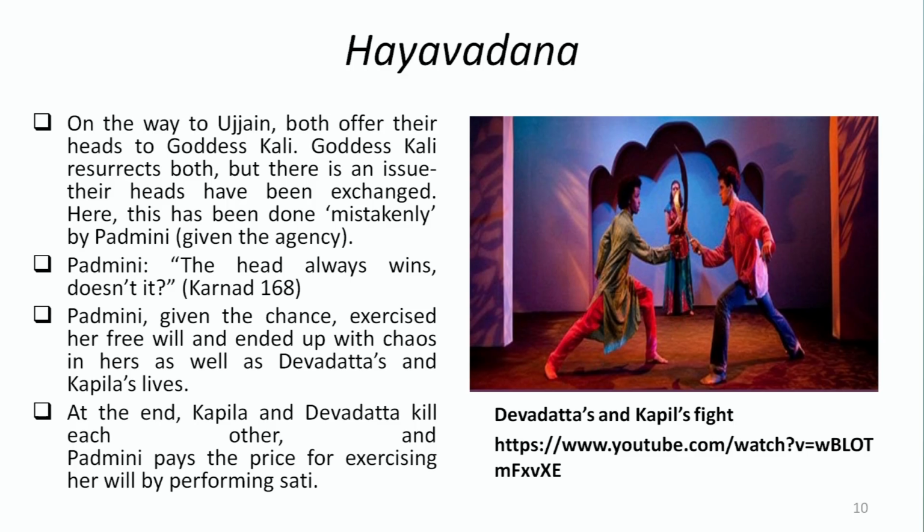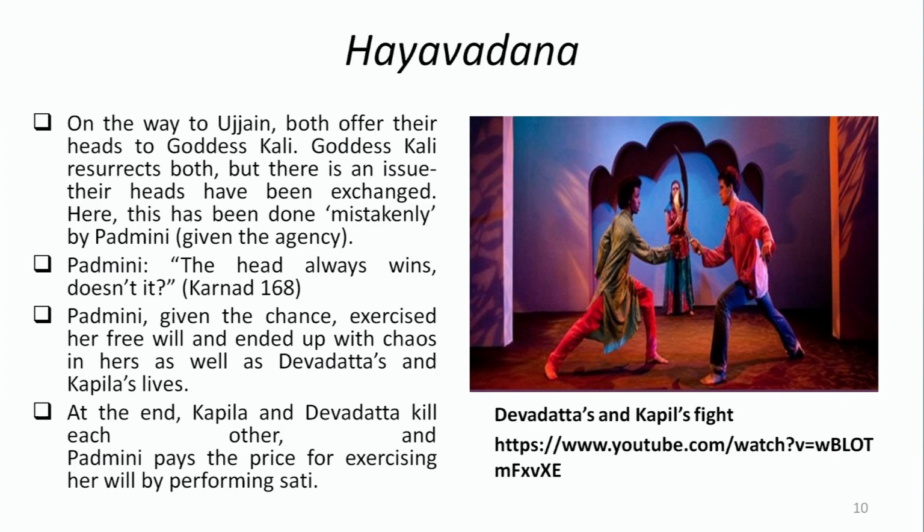So, mistakenly, Padmini has exchanged the heads, who has been given agency by goddess Kali herself. Padmini stated, "The head always wins, doesn't it?" And she accompanied Devdutt. Padmini gets the chance and exercises her free will and ends up with chaos in hers as well as Devdutt's and Kapila's lives, because none of them, neither Padmini nor Devdutt nor Kapila, was happy in their life. At the end, Kapila and Devdutt kill each other and Padmini pays the price for exercising her will by performing sati.